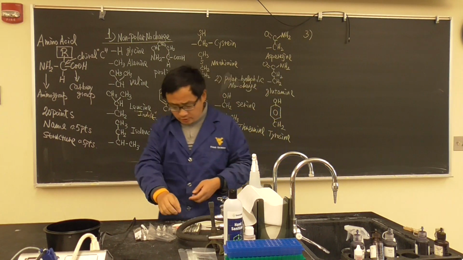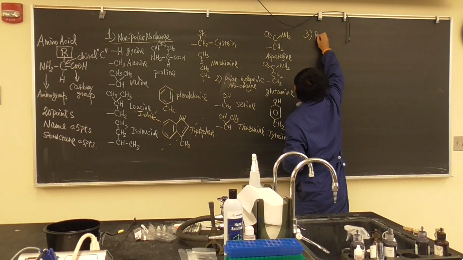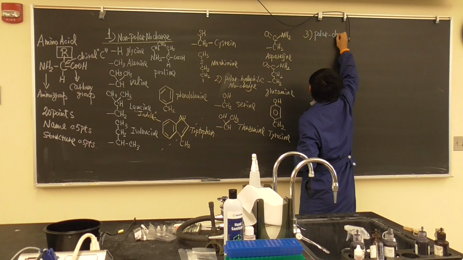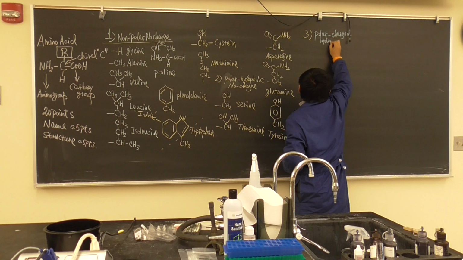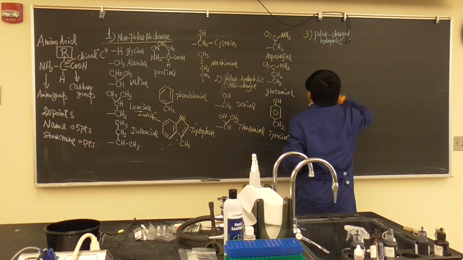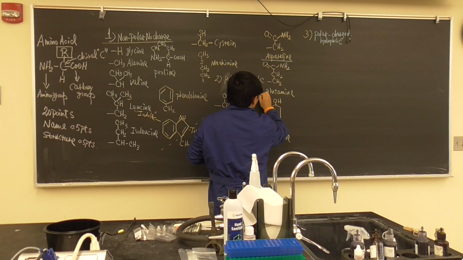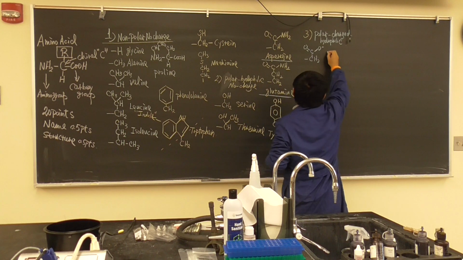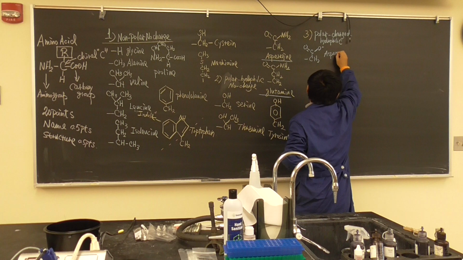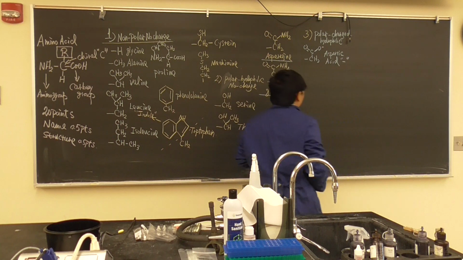Third group, hopefully we're using a red one or blue one. The third group is polar, but charged. And of course, it's hydrophilic. Okay? Now, it's very simple. When you see asparagine here and glutamine here, you're going to come out with two. What is that? Aspartic acid. It is negatively charged because it's an acid.